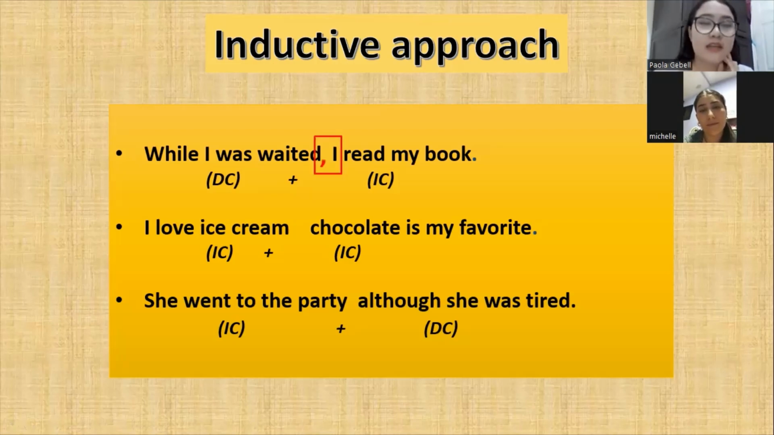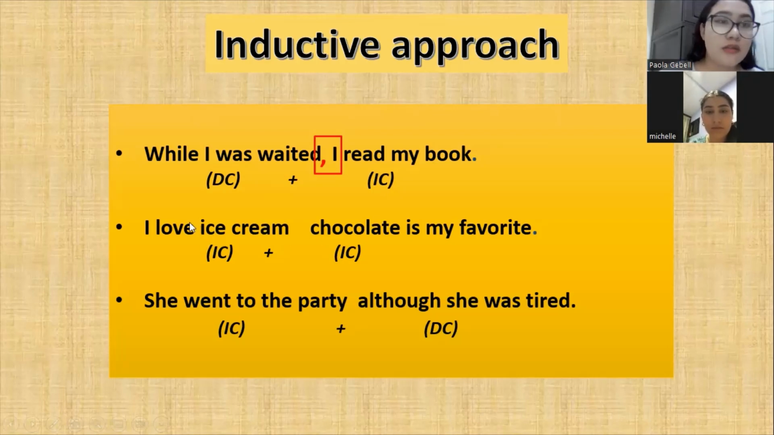Yes, excellent. Here we have to put the comma after waiting because, as you can see in the first sentence, we have a subordinating conjunction that is while. And always when we are using a subordinating conjunction in the dependent clause at the beginning, we have to put the comma after the dependent clause to separate them, and then we put the independent clause to complete the idea. And the second one, can you read, Michelle?